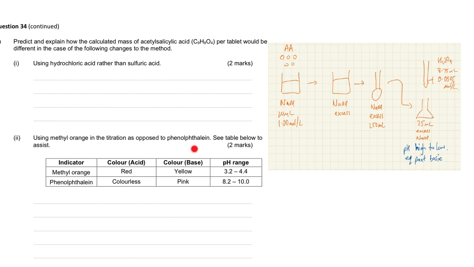If your titre is too high, you're going to think that there's a lot more excess here. If you think that there's more excess here, that means you think that there's less used. If you think that there's less used, you think that there's less inside here, which means that the mass there is going to be lower. Okay, this is a bit tricky because it's a back titration, and this would be different if it was just a normal titration, but you've got to try and track along with all the ideas.